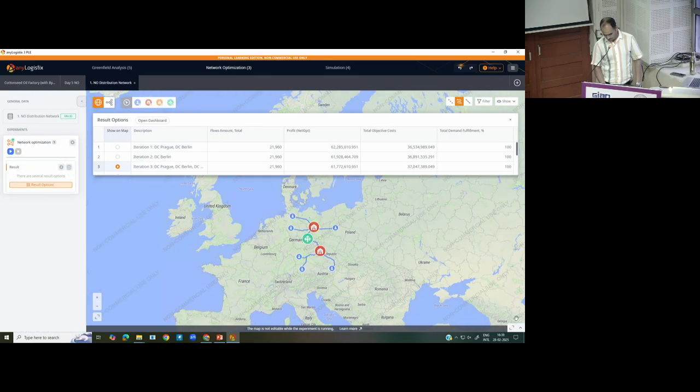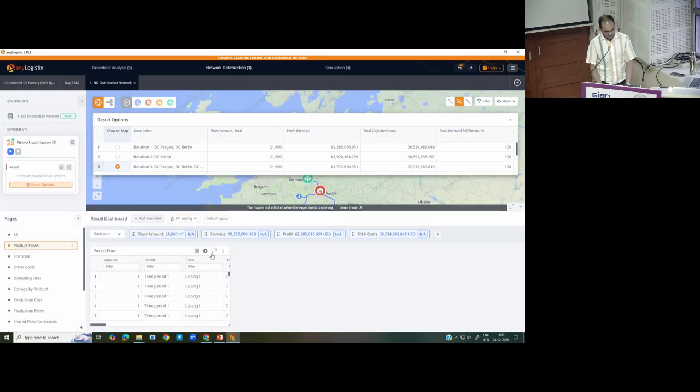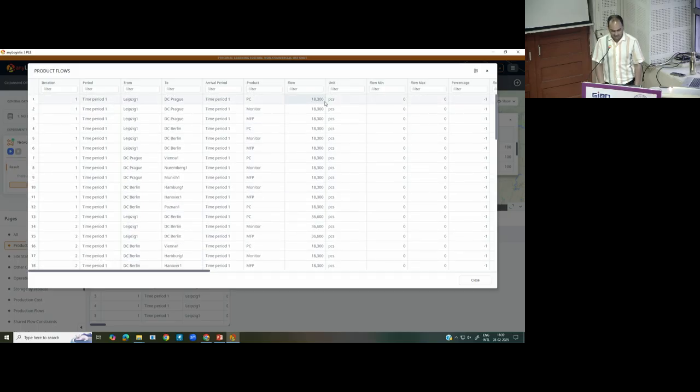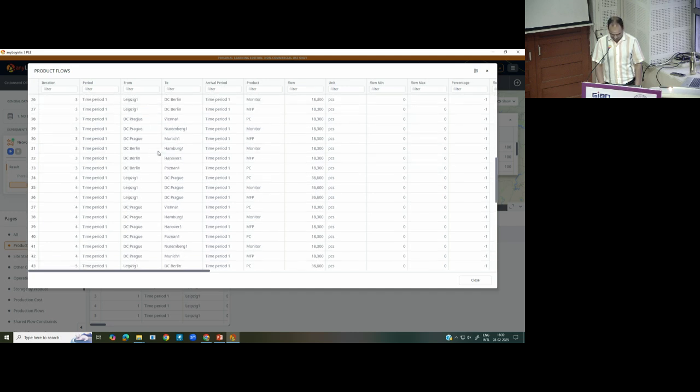Then one important thing I wanted to show you, product flows. You can see this table. In the product flows, this is our Leipzig, this is our supplier. So from that supplier to DC Prague, how much quantity have we moved? 18,300 pieces. You can see all the DC Berlin and all those things.